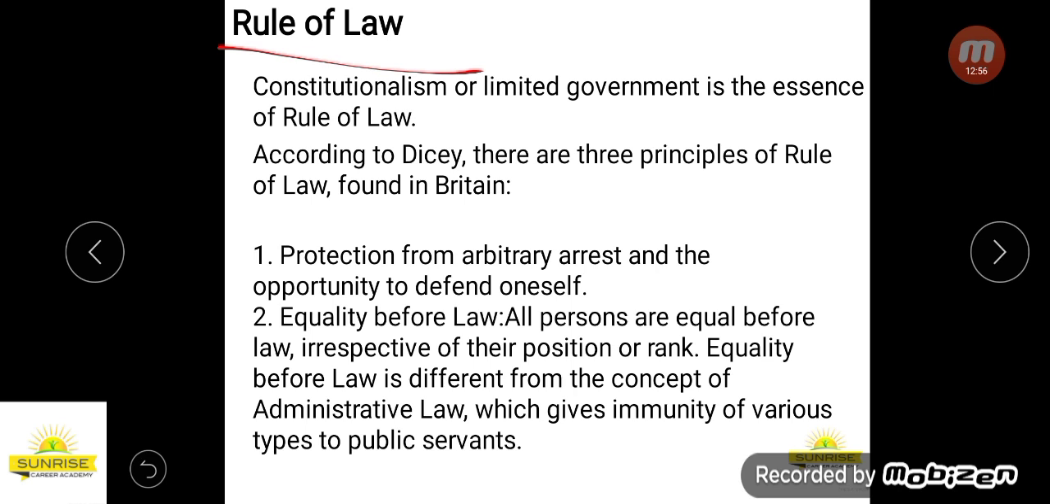The British Constitution is based on the rule of law, constitutionalism or limited government. What does this mean? It means that nobody is beyond the rule. The law is applied to all, whether rich or poor. Okay.